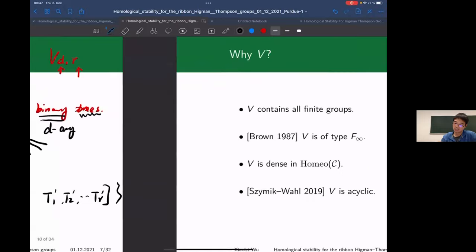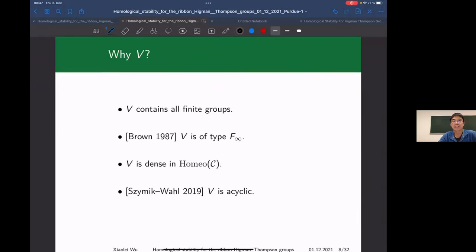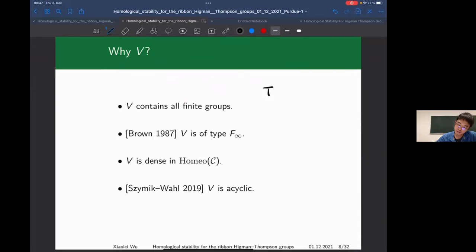Okay, and V is very interesting because it has many unusual properties. The first one is V contains all finite subgroups. This is very easy to see, because if you choose the two trees to be the same, and sigma to be any bijection, this will give you a subgroup of V isomorphic to the permutation group of the leaves of T. Since the number of leaves can be as big as you want, you're getting any finite subgroup.